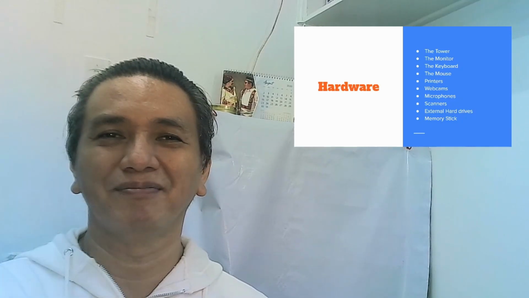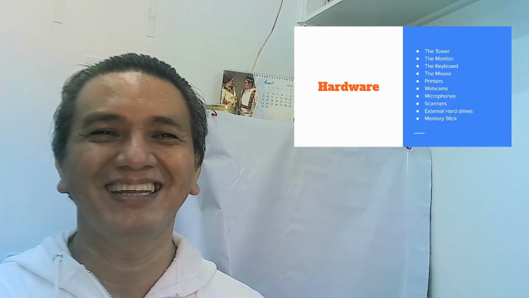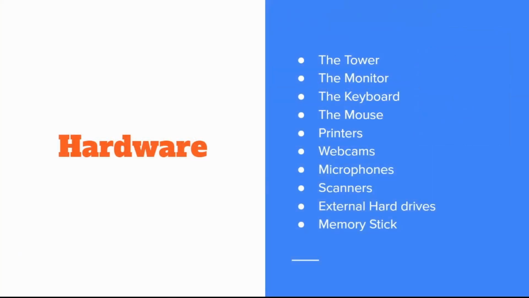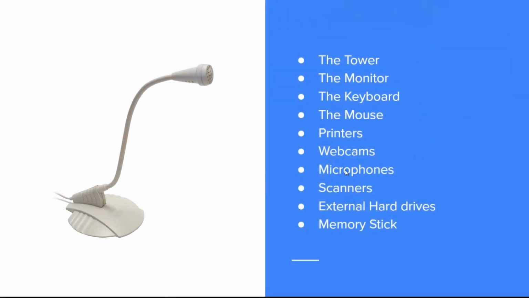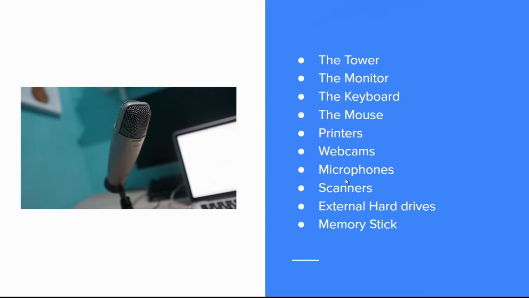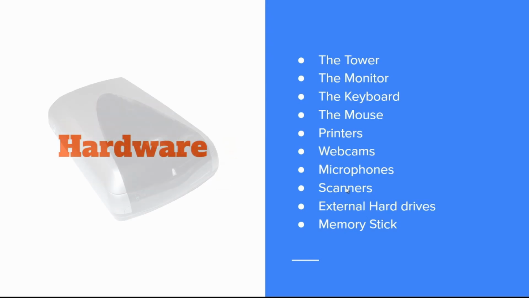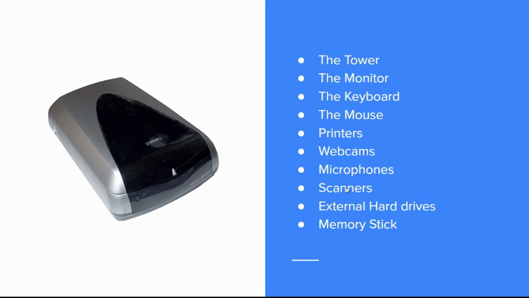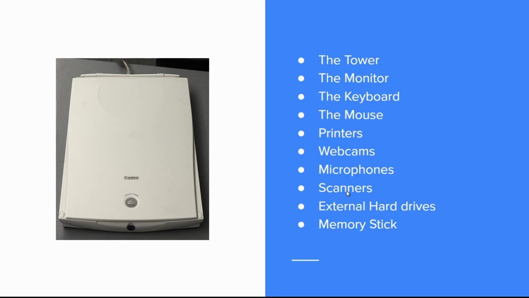This is the webcam so that you can see me. Okay? Next is the microphone so that we can record songs that we sing and also what we're talking about. Then there are the scanners so that some documents are digitized. Scanners are used for scanning pictures and documents.